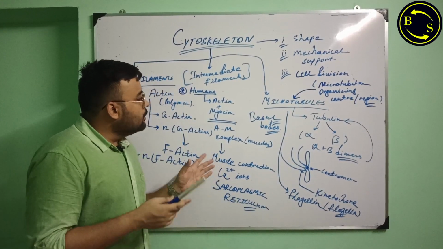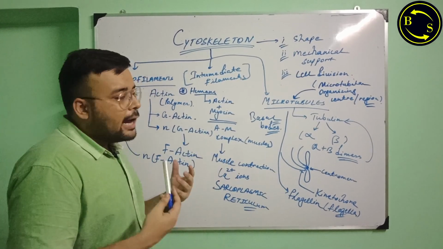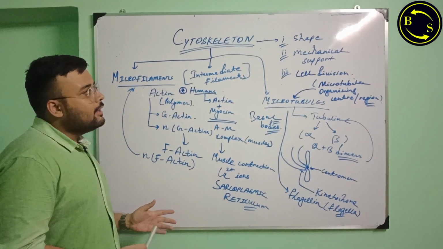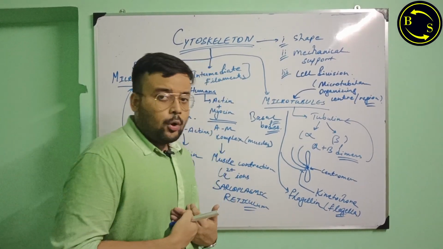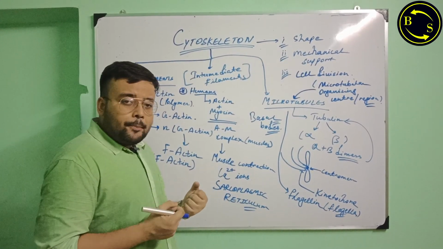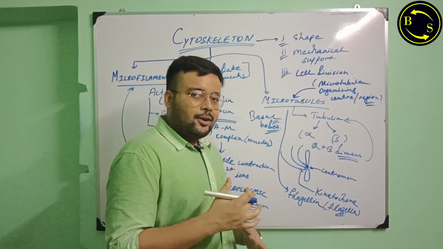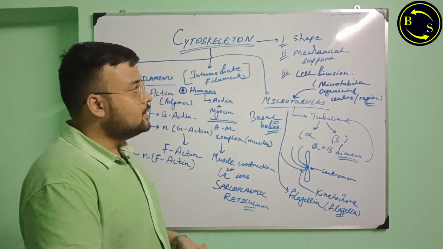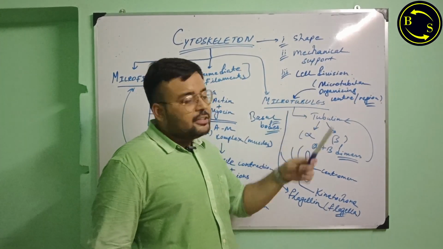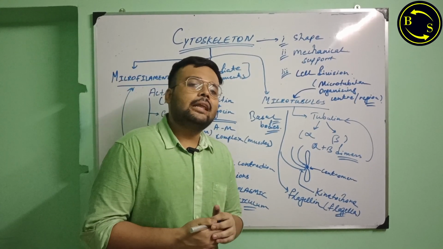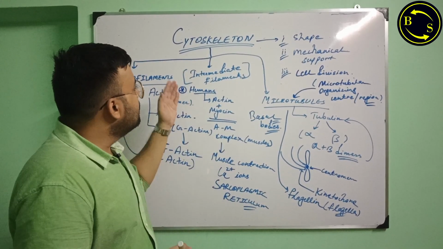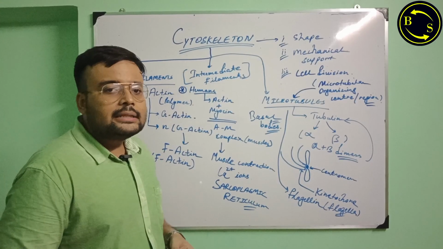So, in short, the cytoskeleton not only gives shape to the cell like our skeleton gives the shape to our bodies, they not only provide the mechanical support or site of attachment of different cell organelles, they not only help in cell division, but they also help in cell movement or cellular locomotion. So, this is all we need to know about the cytoskeleton.